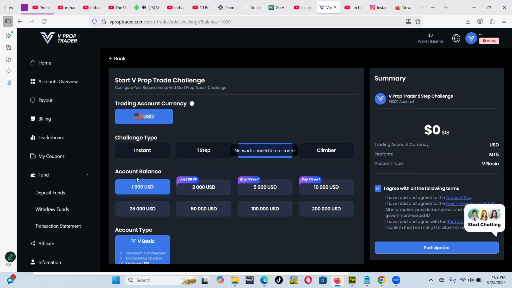Okay. Now, this account may not really be for you if you're looking to get rich quick. This is not a lottery ticket, guys. Okay, the challenges are specifically designed to filter out gamblers and inconsistent traders. It's a test of skill, not luck.